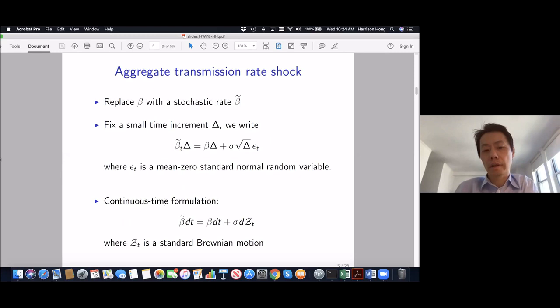We're going to work with a continuous-time formulation, where we basically take delta to a very small infinitesimal limit and work with what are called diffusion processes. In particular, we're going to have a very simple diffusion process for the transmission that's captured by the sigma dZ term. Z is the standard Brownian motion. So sigma is this new parameter that we want to highlight that captures COVID-19 risk.